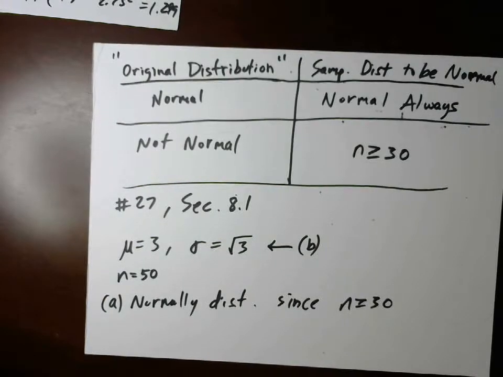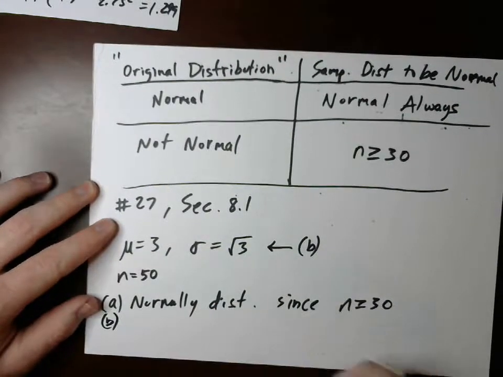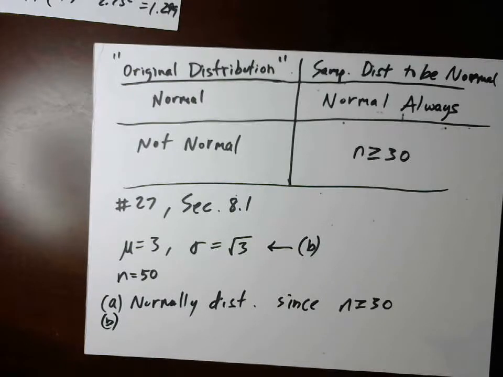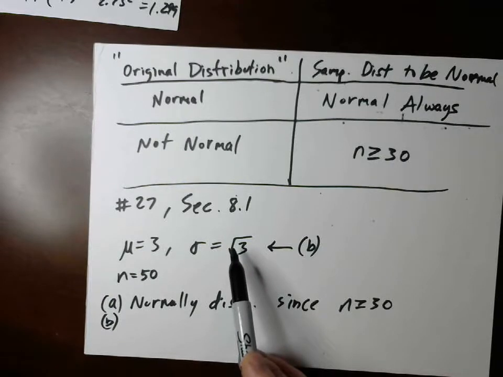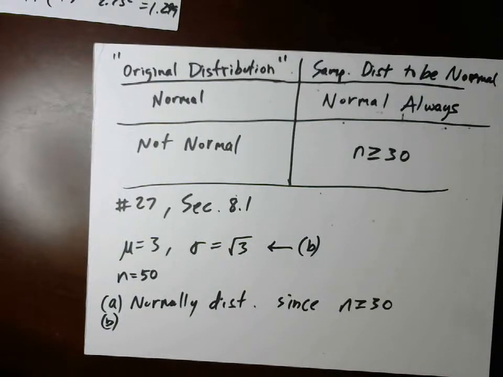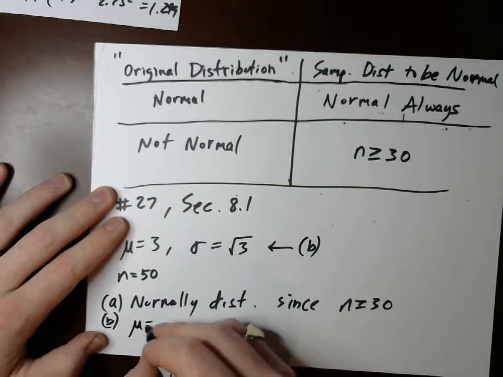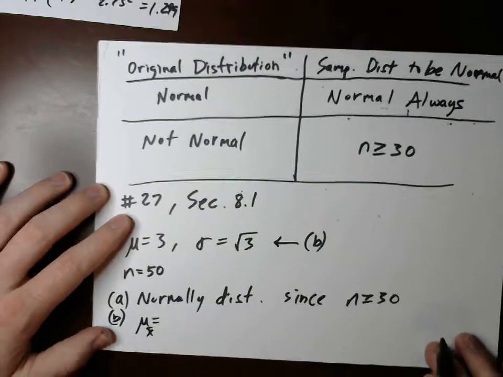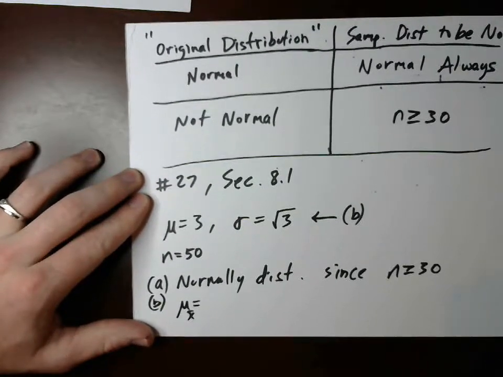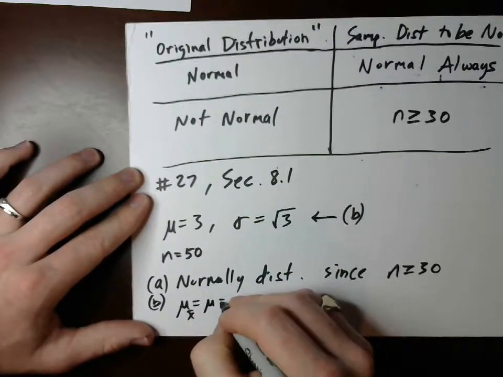What is the mean? So part B, what is the mean and standard deviation of the sampling distribution of X bar, assuming that mu is equal to 3 and sigma is equal to square root of 3? Well, we know that mu of X bar, that's what they're asking for, is quite simply mu. That's 3.